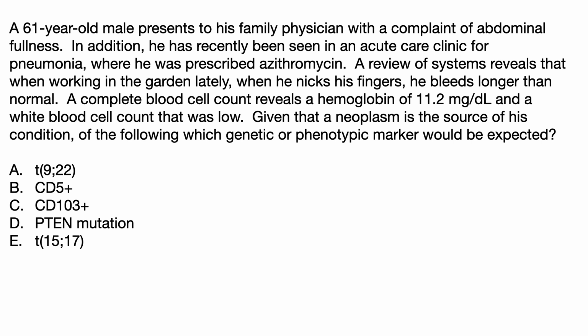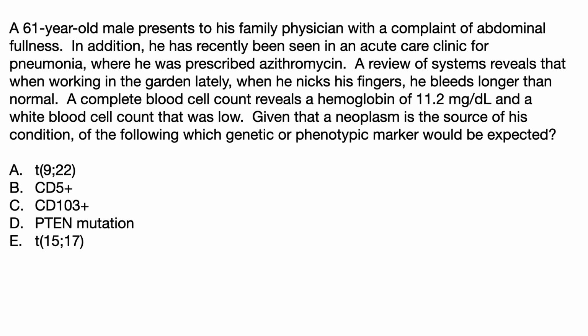Okay, so a 61-year-old male presents to a family physician with a complaint of abdominal fullness, which would go along with a lot of things, but splenomegaly, because as the spleen enlarges, it pushes on the stomach. In addition, he has recently been seen in an acute care clinic for pneumonia. So if he has an infection with what we're talking about, you want to think of some things like, if he's bleeding, has infection, has anemia, the possibility of some type of marrow involvement or pancytopenia.